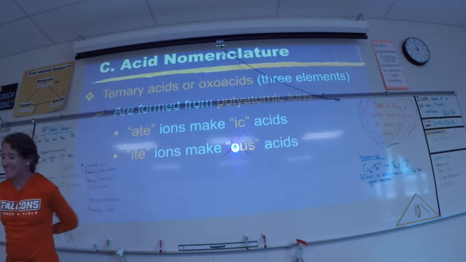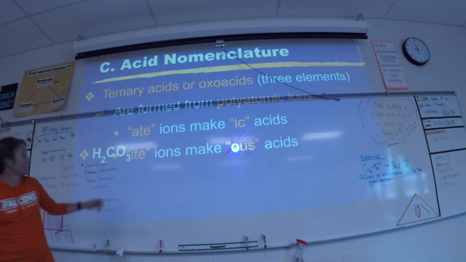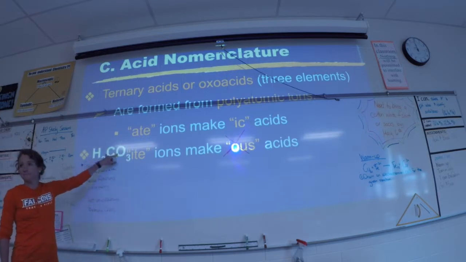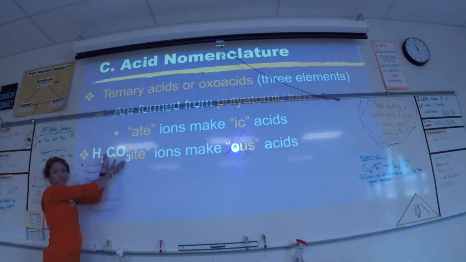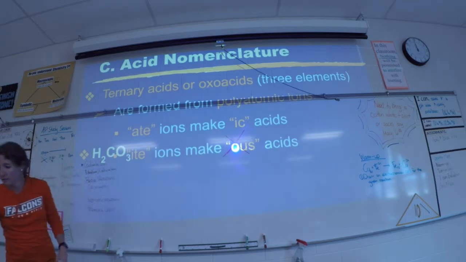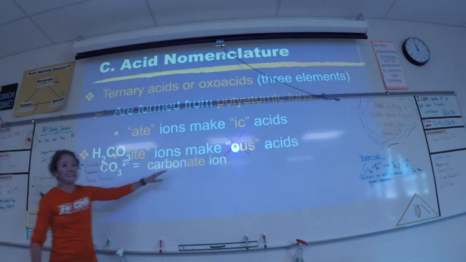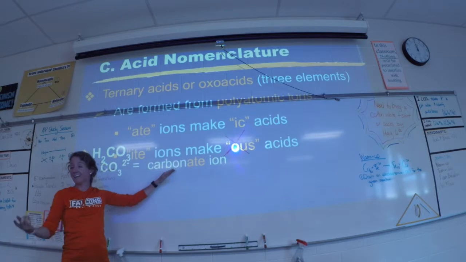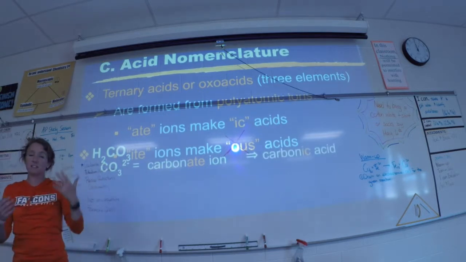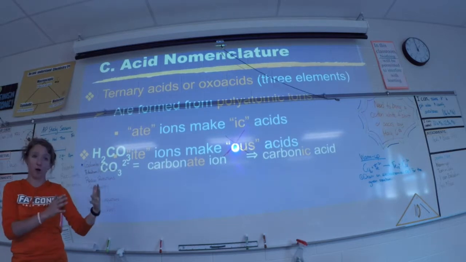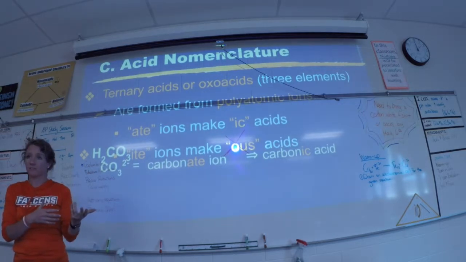So if I wanted to write the name for the acid H2CO3, I would find CO3 on my polyatomic chart. Its polyatomic name is carbonate. So as an acid, it would be called carbonic acid. But notice no hydro in front. Okay? All right, same thing.